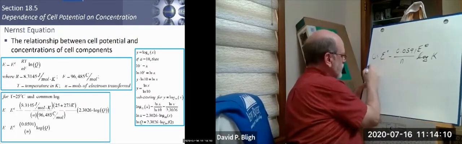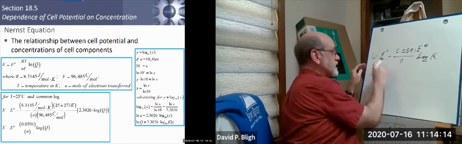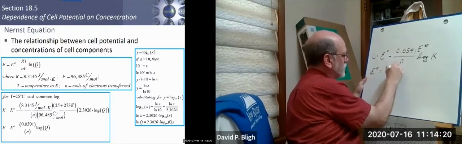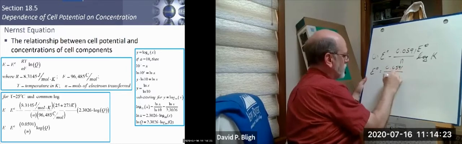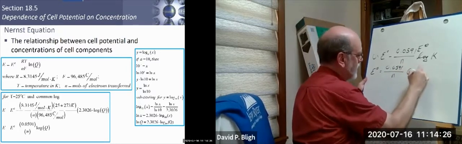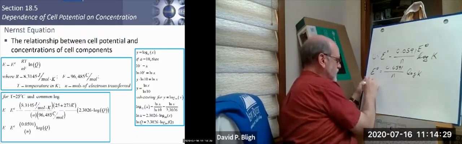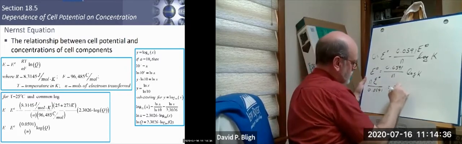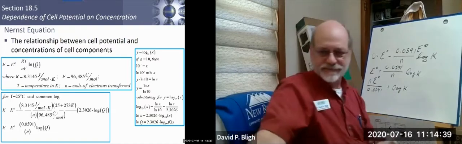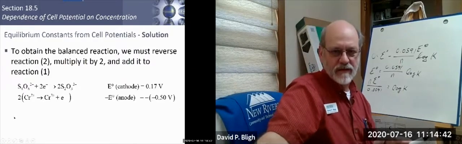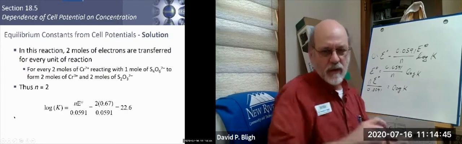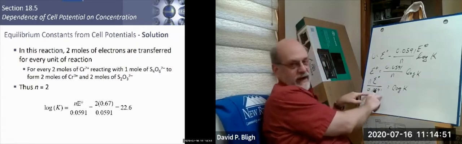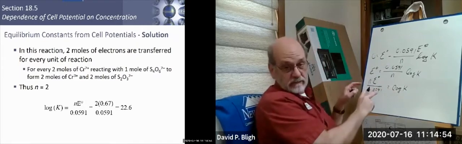So now we have, this comes on this side. It becomes a negative, so both of them positive would be equal to 1 over N log K. Now this one on that side becomes N 0 over 0.0591 equals log K. Now we've got 2 times 0.67 here, divided by 0.0591. That's equal to log K, right?